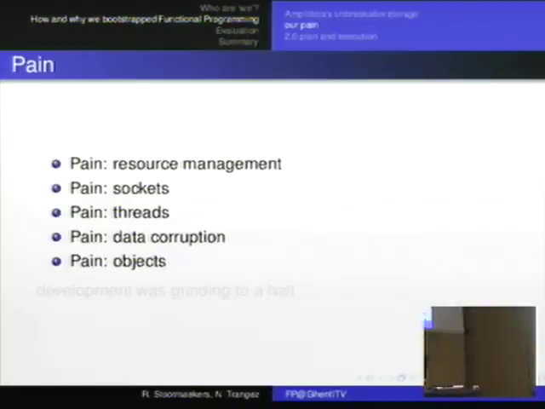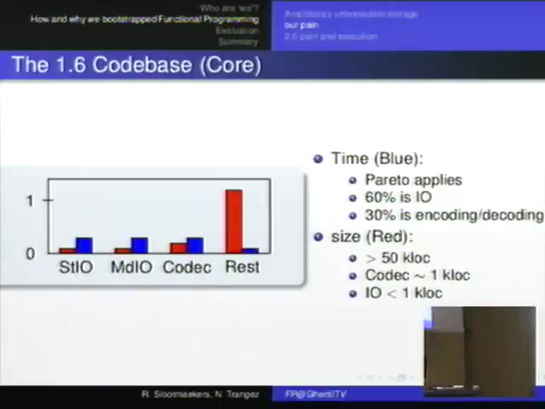All these problems said, like, okay, your system is not good. And we were all basically firefighting and trying to fix all the problems, and we really couldn't. But we were also in luck. If you look at the core code base, you see that the Pareto principle applies. 60% of what we do is actually I/O, push things around. And 30% of the time is taken in, let's say, encoding and decoding systems.